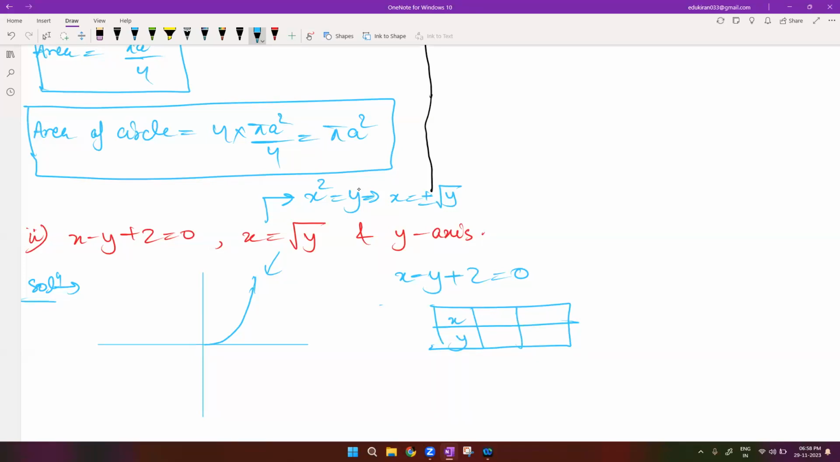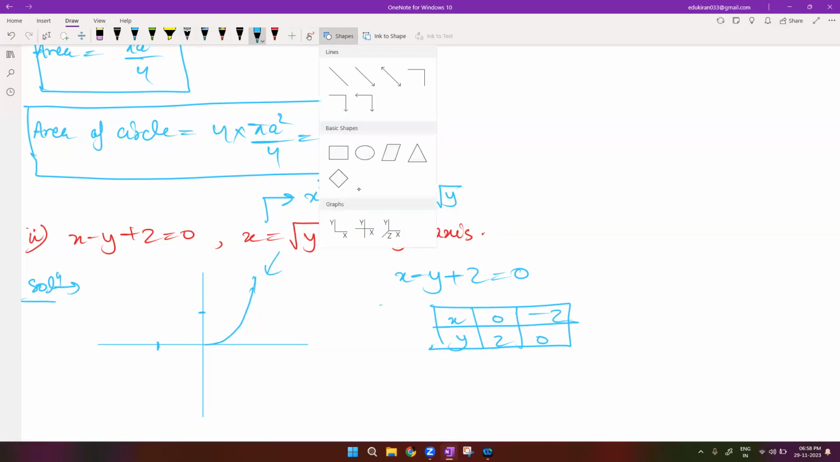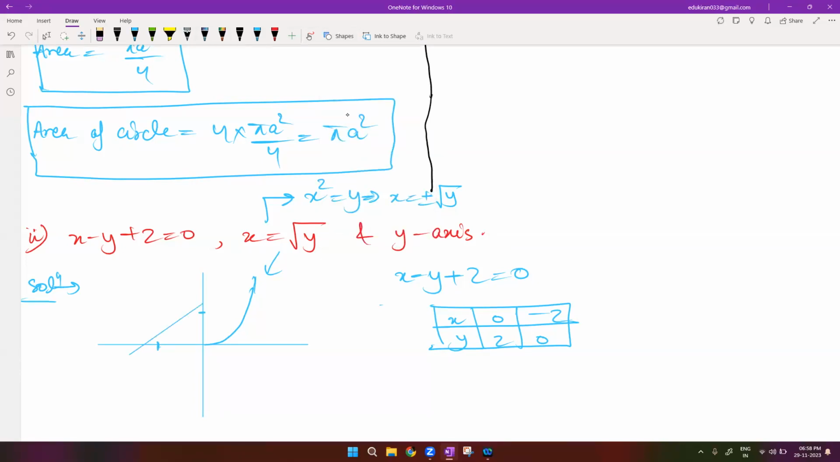X, y. Let's take x as 0 once. If x is 0, then y is 2. And if y is 0, then x is minus 2. Right? So there are 2 points. One is 0, 2, somewhere along here, and another is x minus 2 and y 0, which should be here. So if I draw this line, it will look something like this. So this is our line.